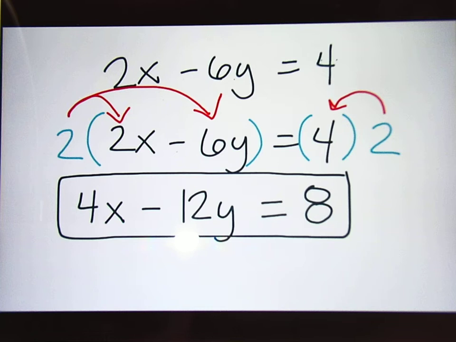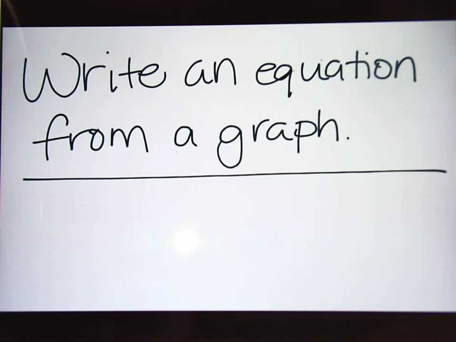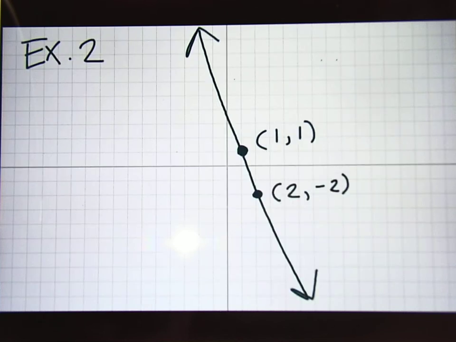And again, this is standard form because we have all of the variables on the left side of the equation and we have the constant on the right side. Now it's your turn. Write another equivalent equation. The next subtitle is Write an equation from a graph. And here we have a coordinate grid, so you should also draw this onto your Cornell notes. And this is example 2.